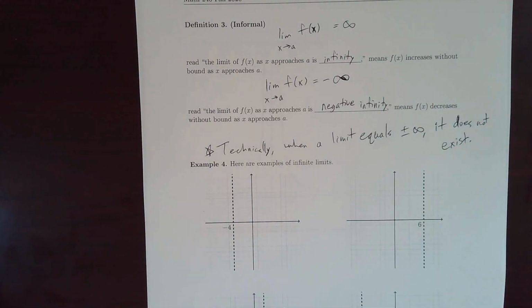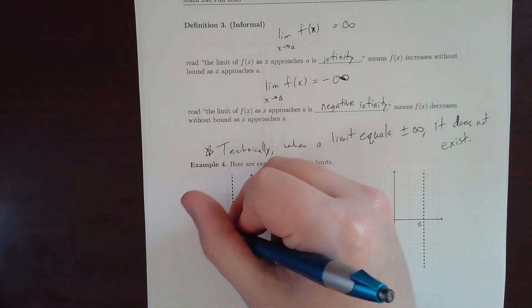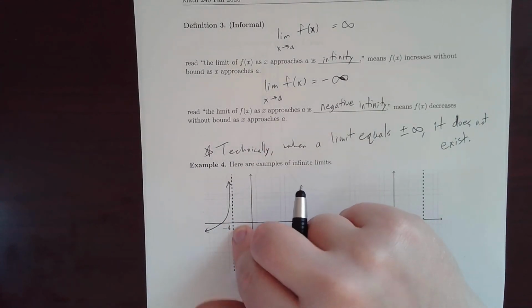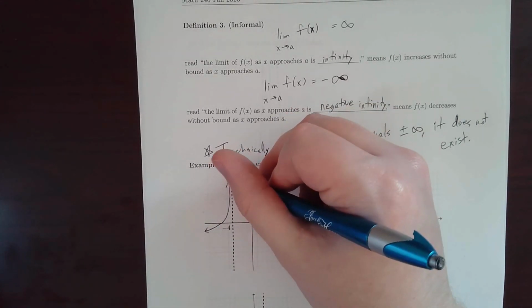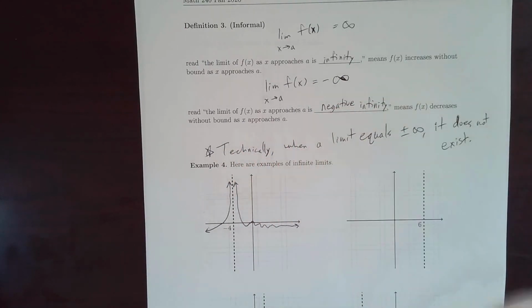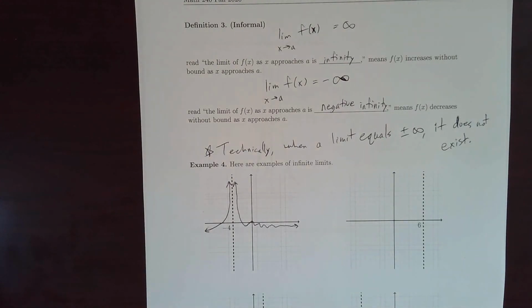So then why do we even bother saying infinity or negative infinity if technically it doesn't exist? Well, in some cases it helps us determine what the behavior of the graph is. So say, for example, that we had a function that had a vertical asymptote at x equals -4, and both of our limits from the left and from the right went straight up, and so they got larger and larger and larger as things went along.